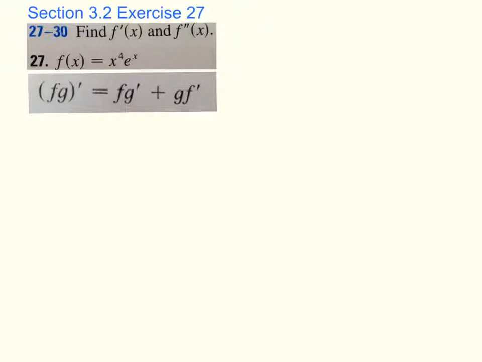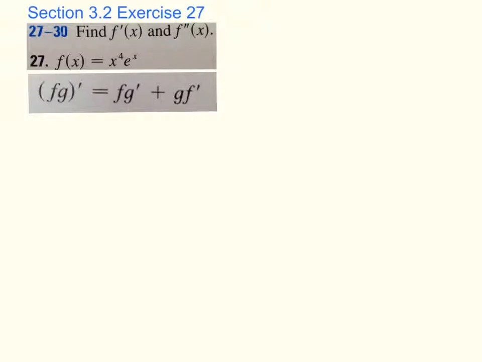In this video we will discuss textbook section 3.2, exercise number 27. The directions say to find the first and second derivatives of the function. Our function is x to the fourth times e to the x. In order to find the derivatives, we're going to use the product rule.